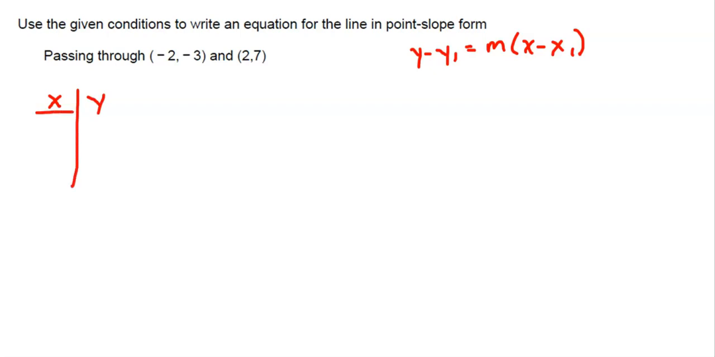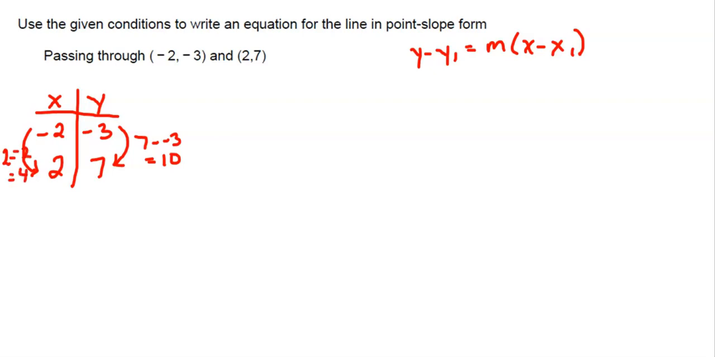One way you can organize that information is to just make a table of the values. So we have a point negative 2, negative 3, and we have a point 2, 7. And we can find the change in the y's. So how far is it from negative 3 to 7? Negative 3 to 7, that would be 7 minus negative 3, which is 10. And then how far is it from negative 2 to 2? Well, that's 2 minus negative 2, which is 4.